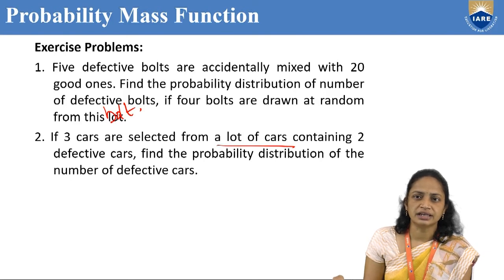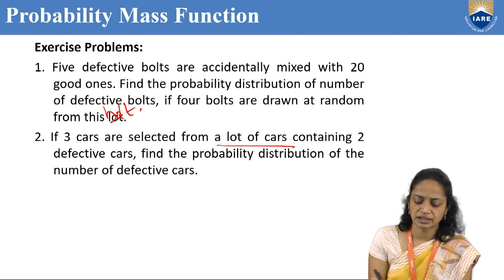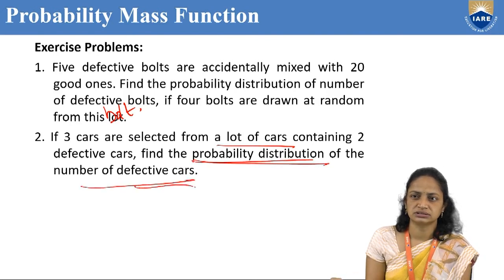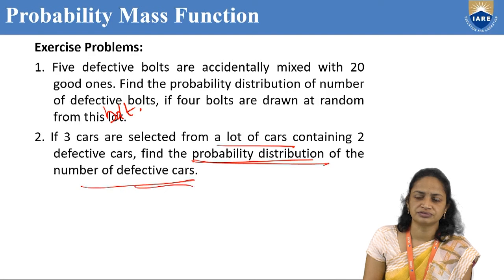selected from a lot of cars containing 2 defective cars, find the probability distribution of the number of defective cars. Okay, so by using this one we can find the probability distribution table.